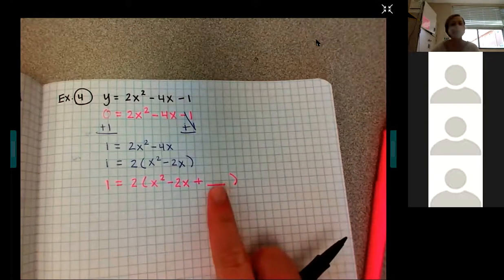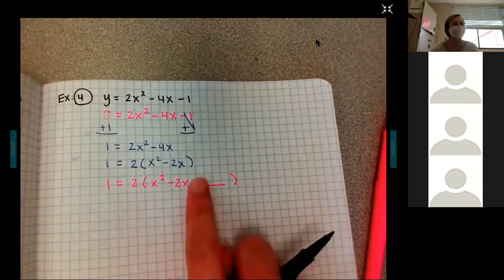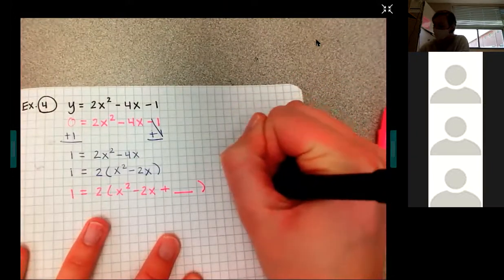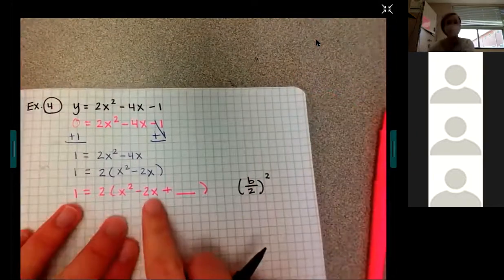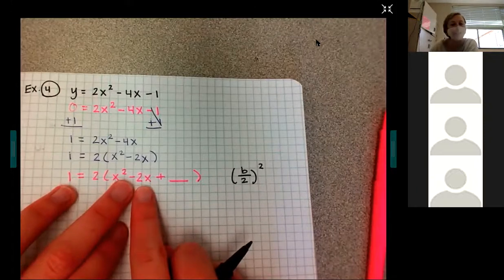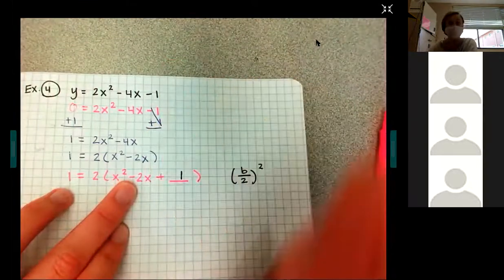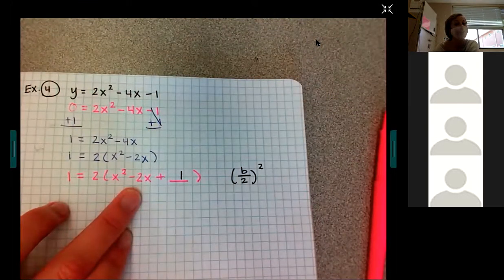What would we put in right here to make this a perfect square trinomial? Remember your shortcut that Jaden taught us: middle number divided by 2 and square it. So everybody look. What's 2 divided by 2? 1. What's 1 squared? 1. That's what goes here. 1. That's what would make this a perfect square trinomial.